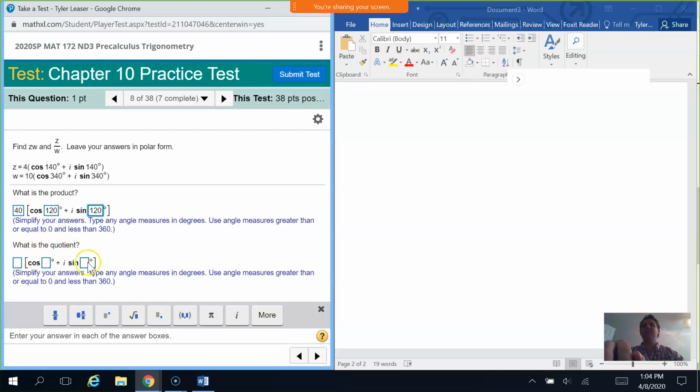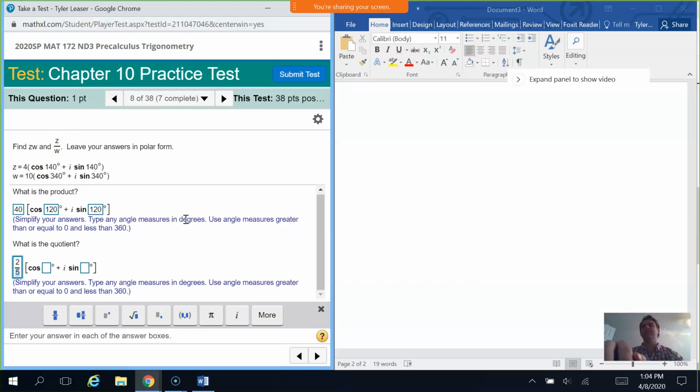Same thing when doing the quotient. So to find the quotient, you want to divide. We are doing Z divided by W, so 4 divided by 10 is 2/5. And then 140 minus 340 is really negative 200, but that's not in the unit circle, so here we have to add 360. And adding 360 is 160.